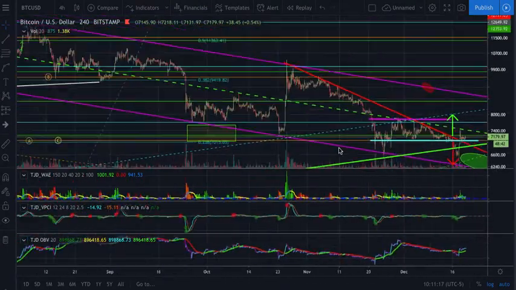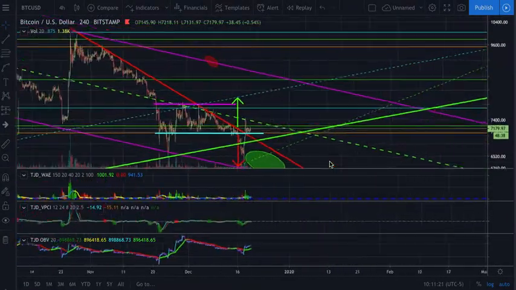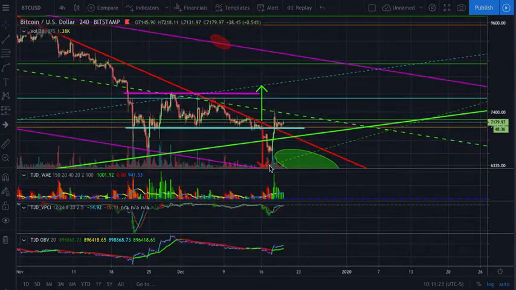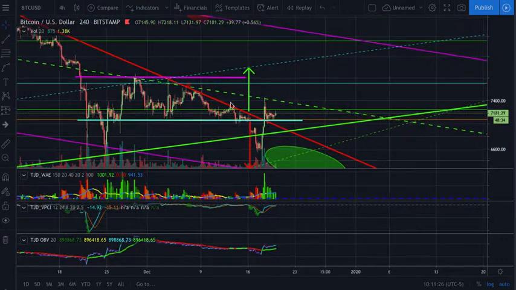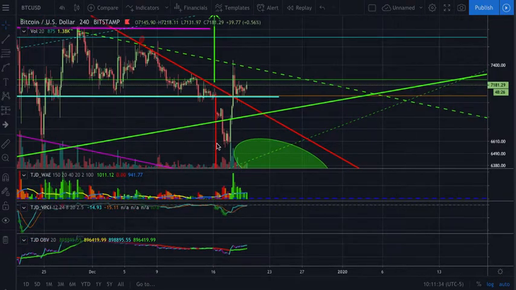We broke below our green long-time trend line here. We broke down below that as well, came all the way down almost to the bottom of the channel. We got the measured move of the triangle, and as soon as we did, we got that stab down here, that slingshot pull back, and then shot the price straight back up into the channel again.